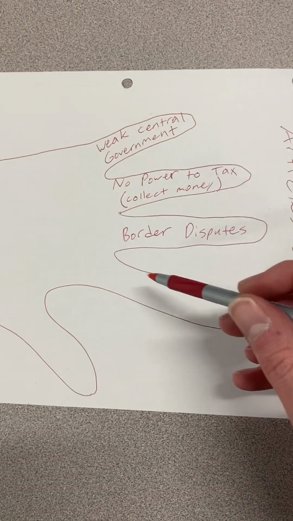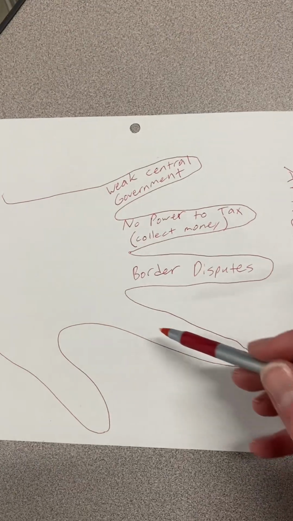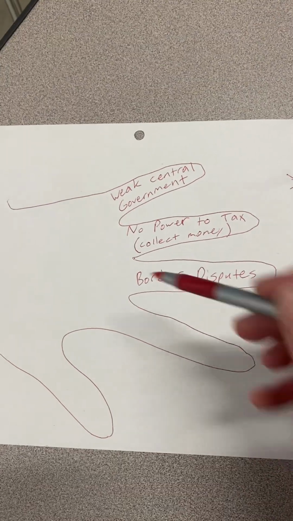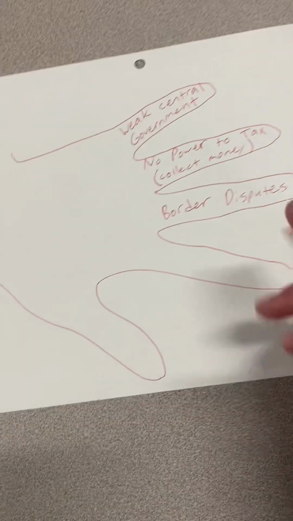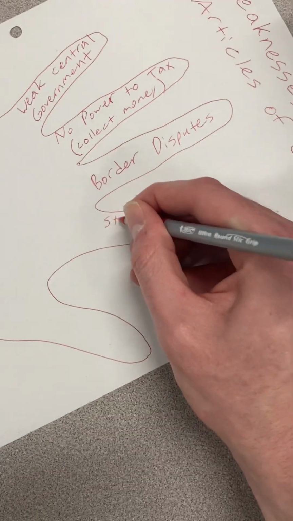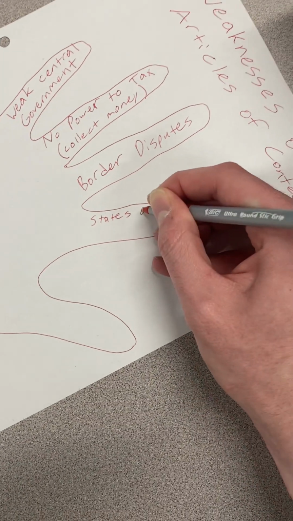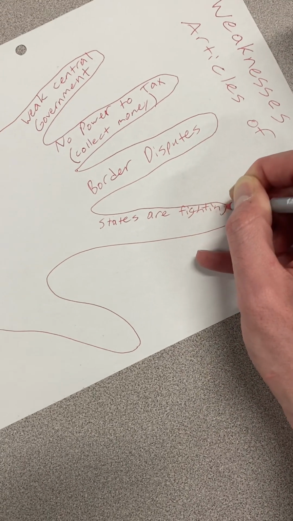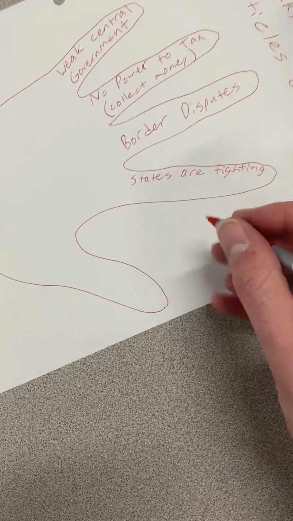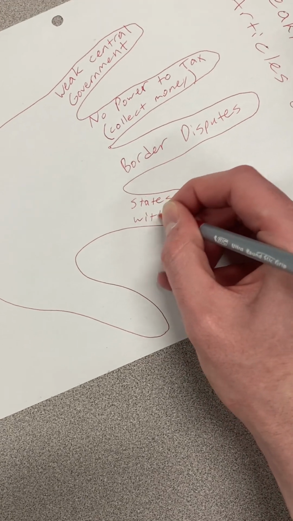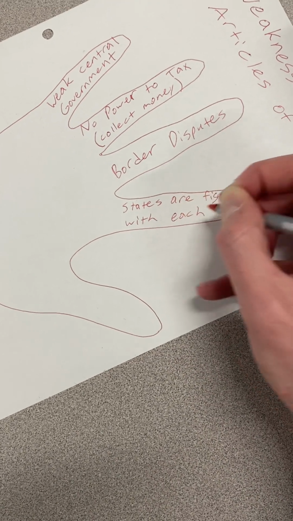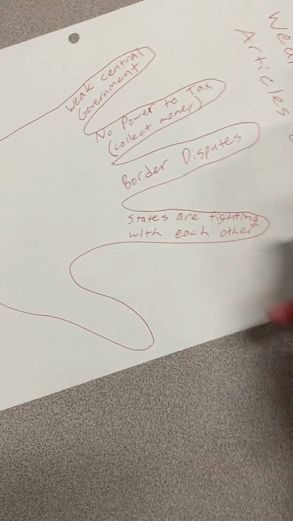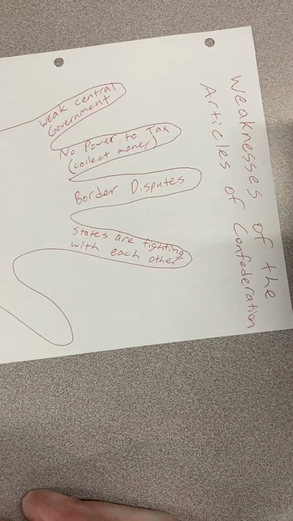And then our next finger is the index finger, often known as the pointer finger. So remember that by states pointing each other out. So for this one, we're just gonna put states are fighting with each other. So they had the border disputes in that last one, and they're giving each other the middle finger, and now they're pointing at each other. The states are fighting with each other. So that is our 4th weakness under the Articles of Confederation.